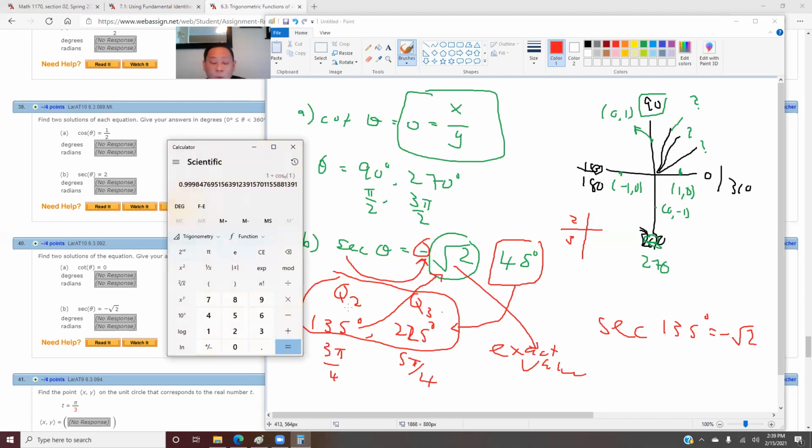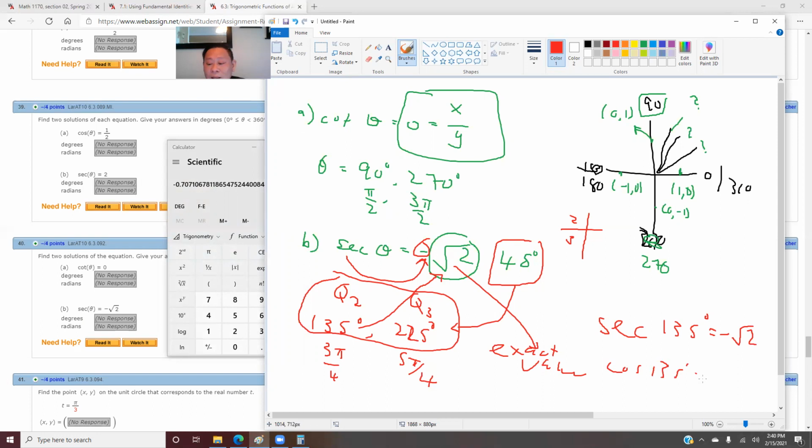You know what I mean? Yeah, because it won't even give me the radian. Right, if I do cosine of 135 here, do you know what happens when you type it? No. I hate this calculator. You do the cosine of 135, you get all these numbers. That is not an exact value. The exact value for cosine of 135 degrees is negative root 2 over 2.